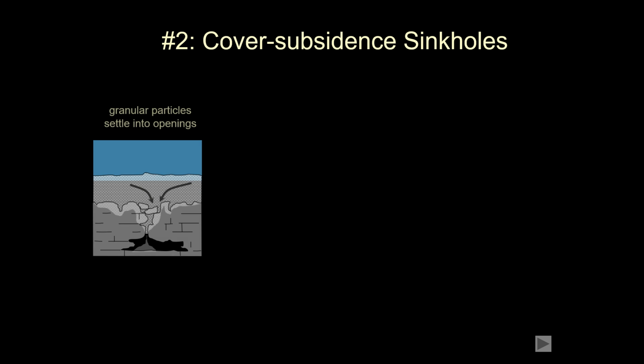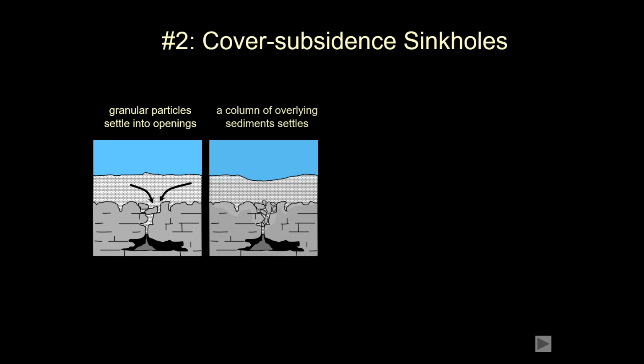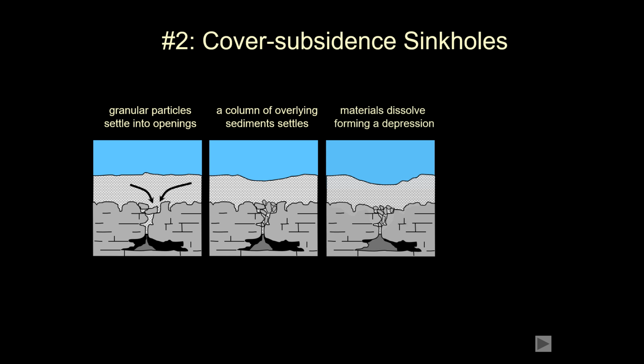Let's look at the second type, cover subsidence sinkholes. So this is a little bit different. This is, I guess you could say, a little bit more extreme. This is where granular particles settle into openings where a little bit of that carbonic acid has removed some of the bedrock and began to form an opening. So some of those granular particles sort of settle into that opening and deepen over time. So you have sort of a column of overlying sediments that kind of settles into that opening, and it creates a deeper sinkhole. So as materials dissolve, they form that depression.